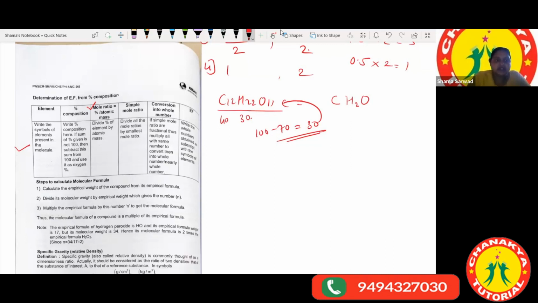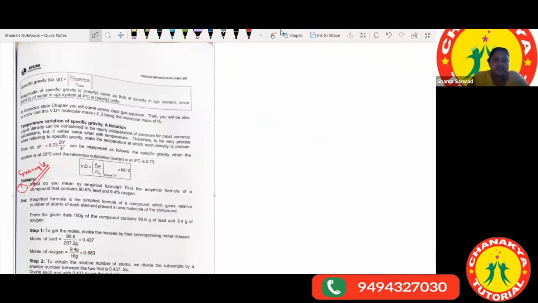For understanding, we are going to solve one example. Please write down this example in your notebook. I'll explain it thoroughly. See, this is the example. What do you mean by the empirical formula? Find the empirical formula of a compound that contains 90.6% of lead and 9.4% of oxygen. Please write it down.